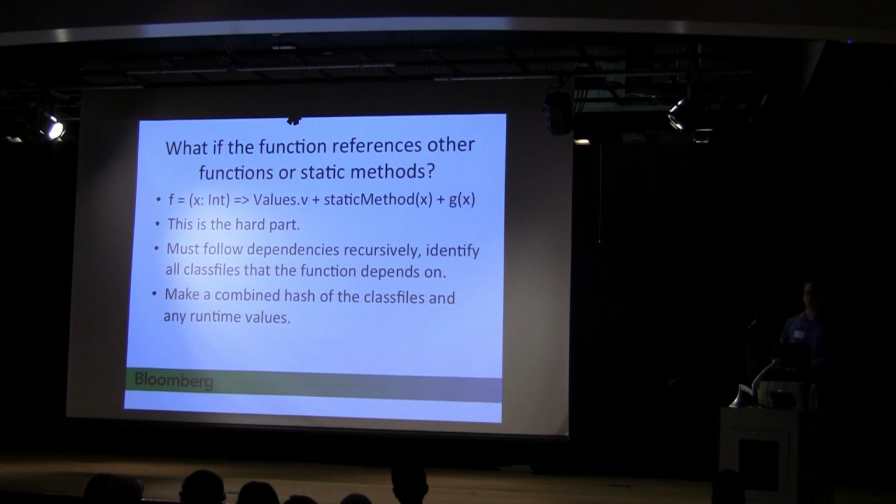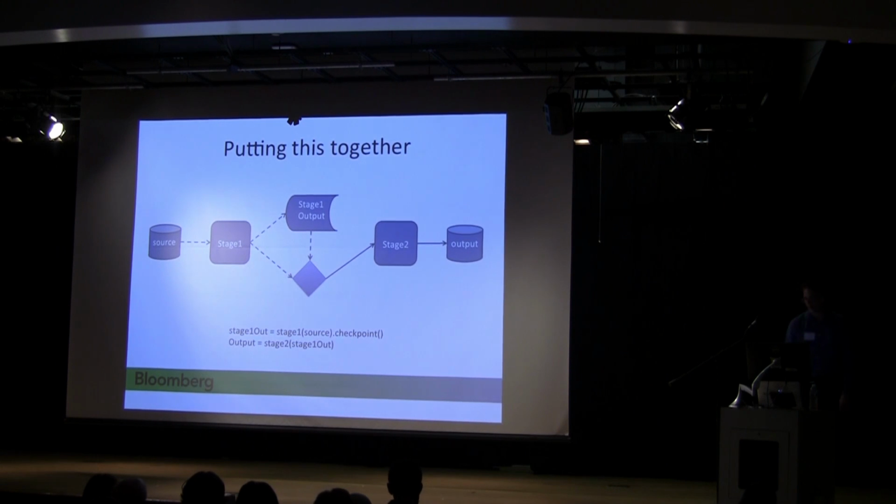So what we have to do is figure out what class files our function depends on. We find all the dependencies, find all the class files that we depend on, and we make a combined hash. And to do this, it requires using an assembly library like ASM for Java. It's a little tricky, but doable. And so now let's go back to thinking, okay, if we have this logical signature, what are we going to do?